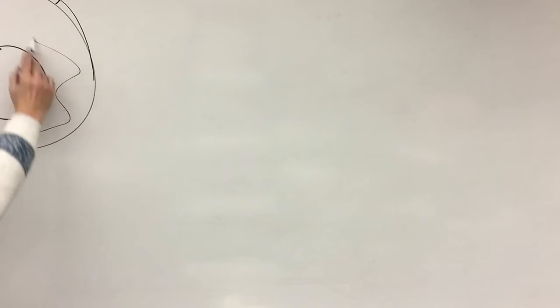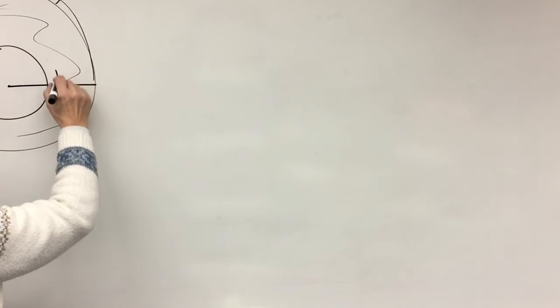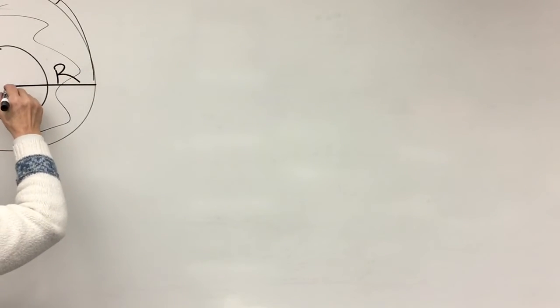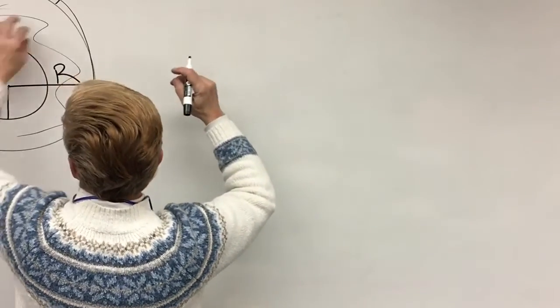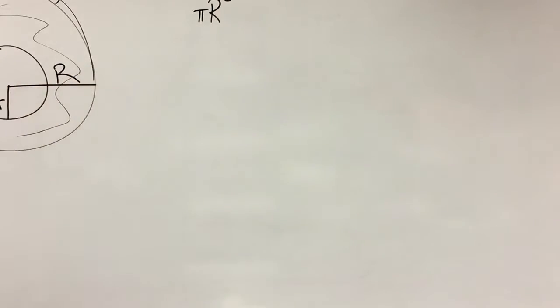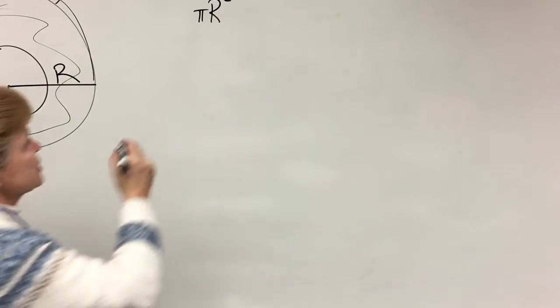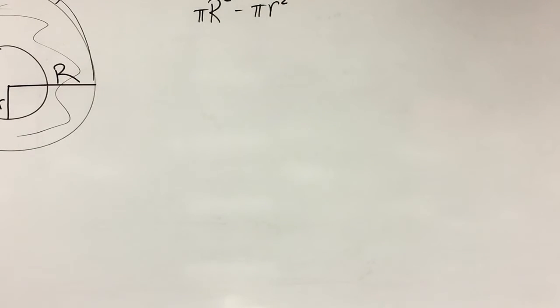This is called a ring. In geometry, this is called a ring. And it's found by taking this radius, which I'm going to call capital R, and this radius, little r, and finding the area of the circle before we cut the hole out, and then subtracting the area of the hole. That will leave me with a ring. So basically, the area of the shaded stuff right here is going to be pi R squared. That's what the area would be if it were solid, minus pi r squared. That would leave me with the area of the ring.